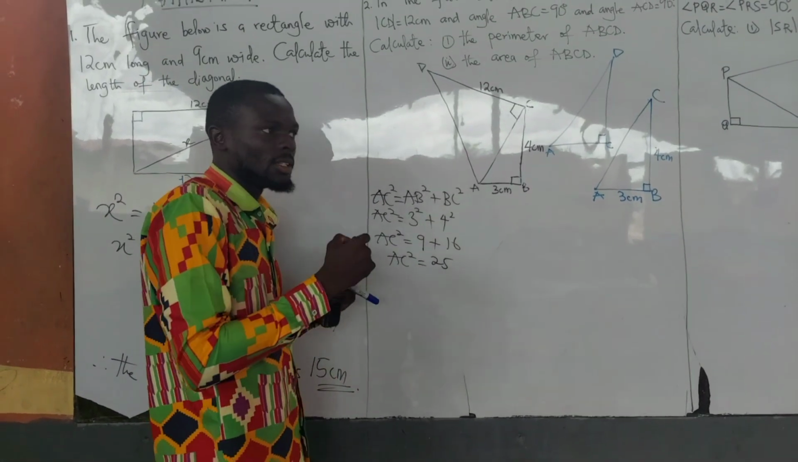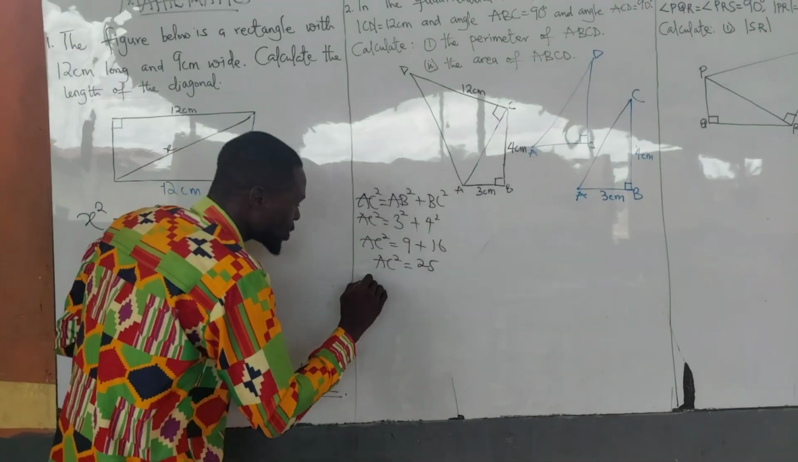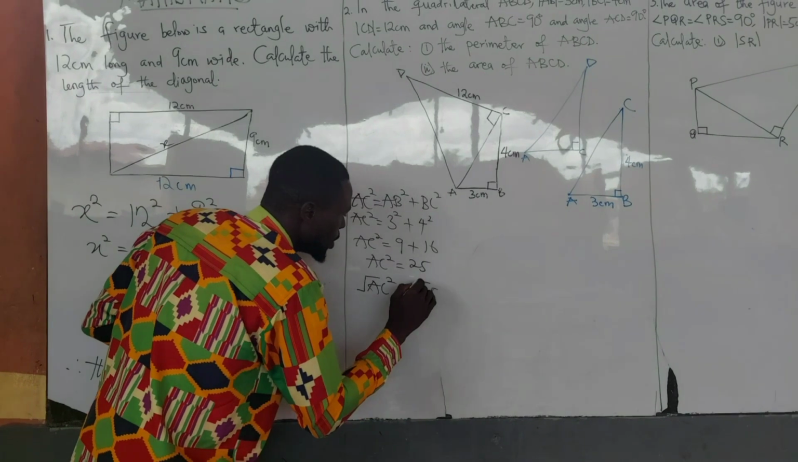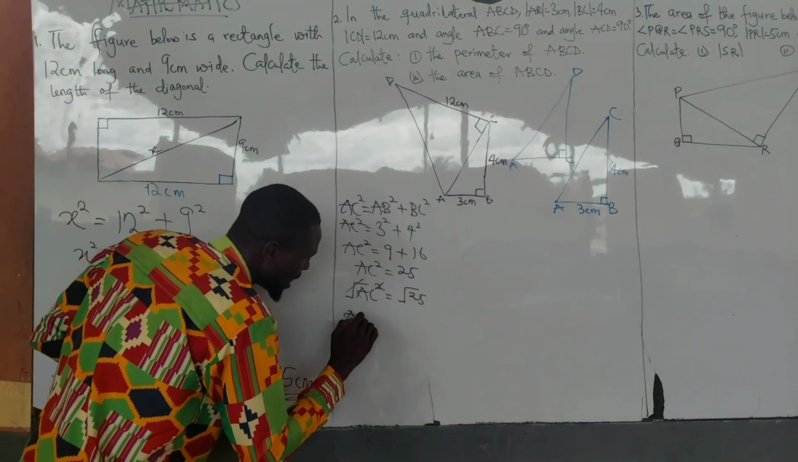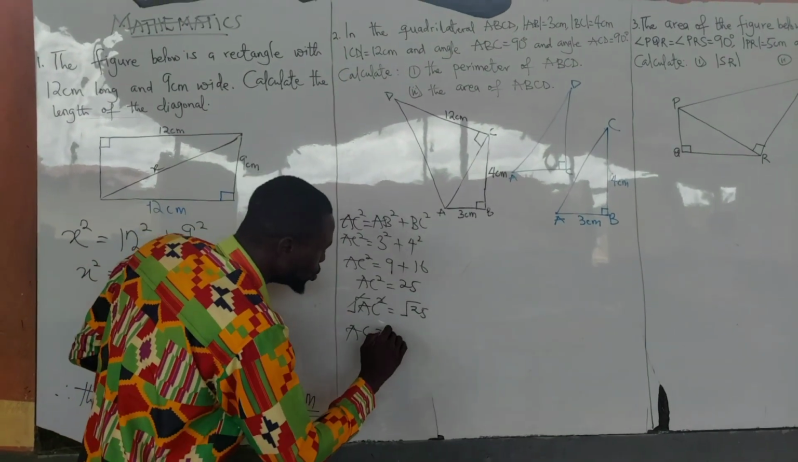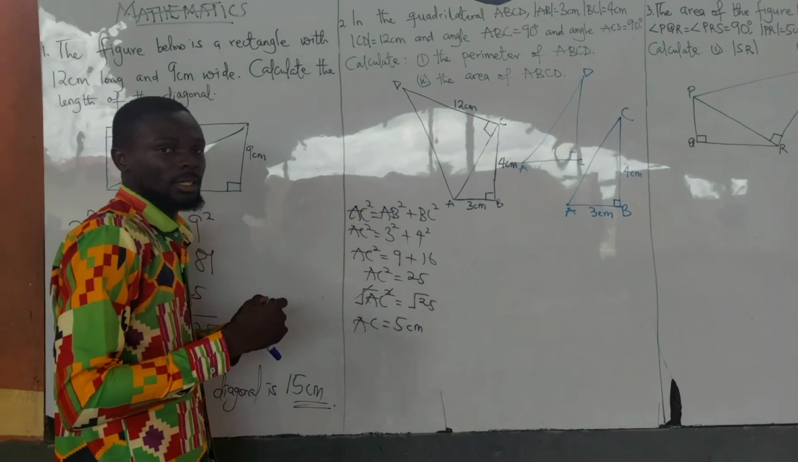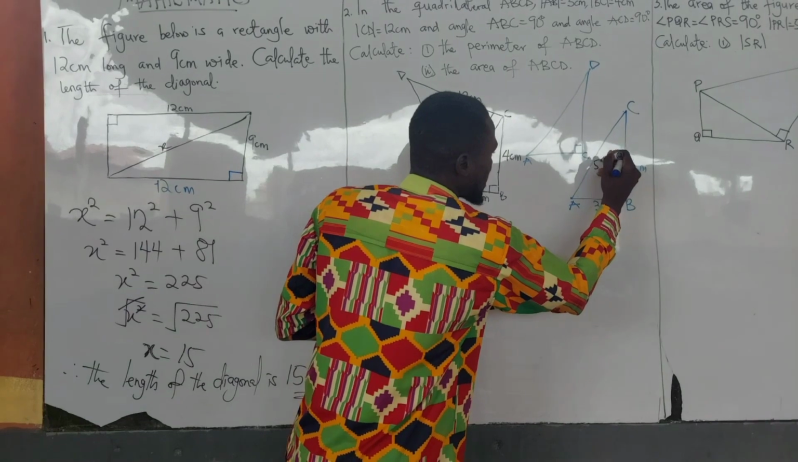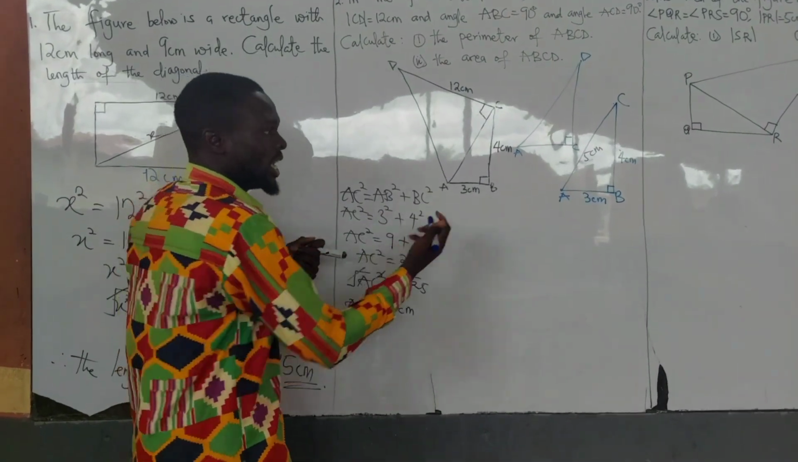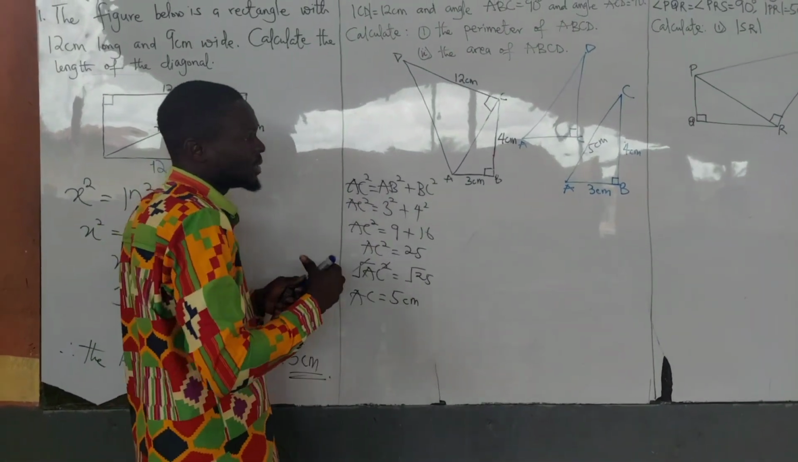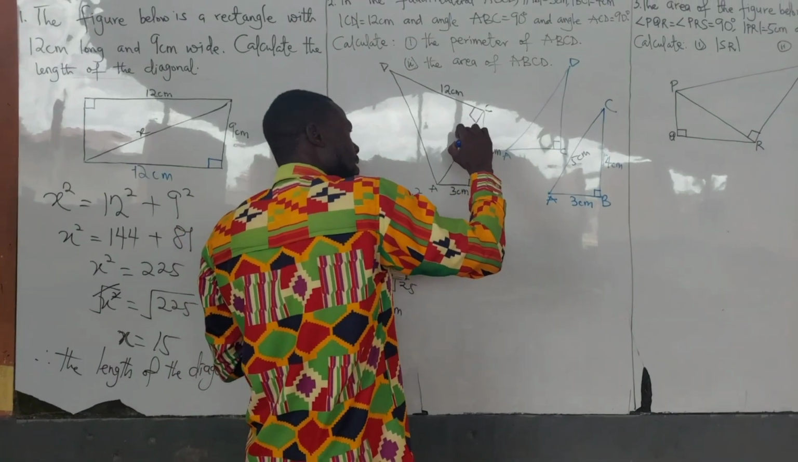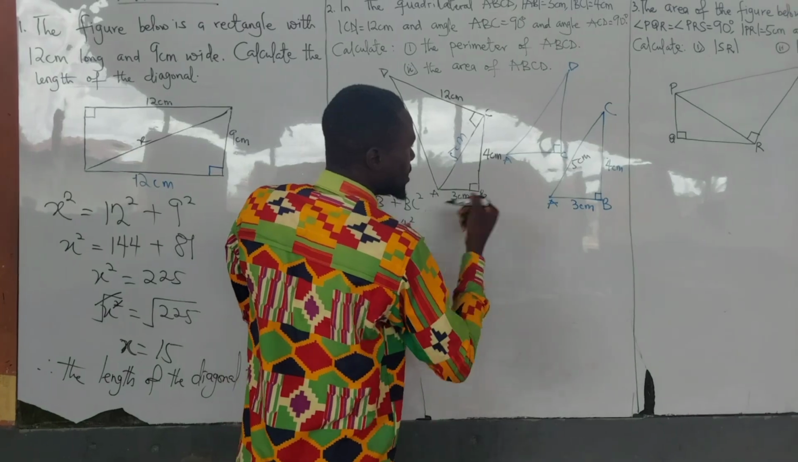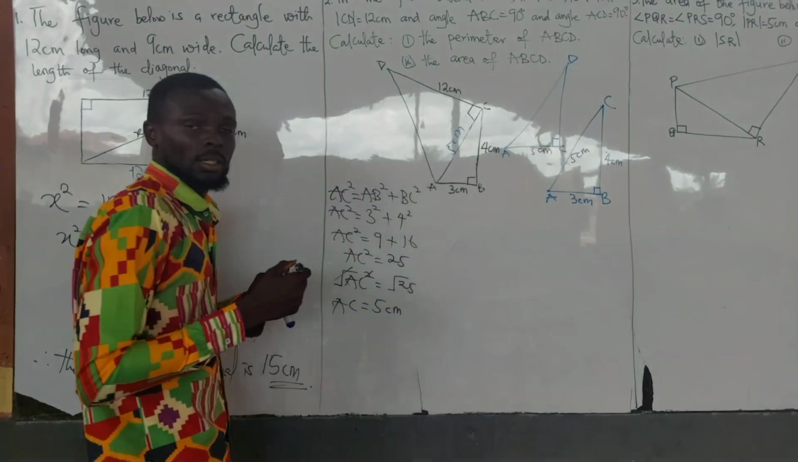I want AC, not AC squared. So as we all know, we are going to square root both sides. So this will cancel this. So now I can say AC is equal to 5 centimeters. Now the length here is your 5 centimeters. That is what you just calculated. So if you got 5 centimeters, it means this one is also 5 centimeters. So the AC that I have here, also AC, is also 5 centimeters.